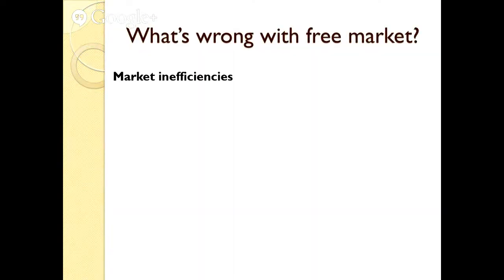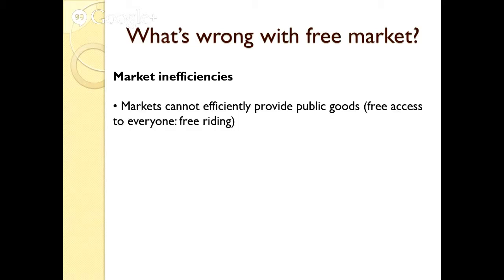So, market inefficiencies first. What's wrong with the free market? Because the market has a lot of known inefficiencies. For instance, markets cannot efficiently provide public goods. A public good is something called a non-rival good, which means that anyone can access it for free. For instance, a road. For instance, you are putting lamps on the street. This is a public good because anyone passing by is going to benefit from the lamp. And this is not easy to put on the market.